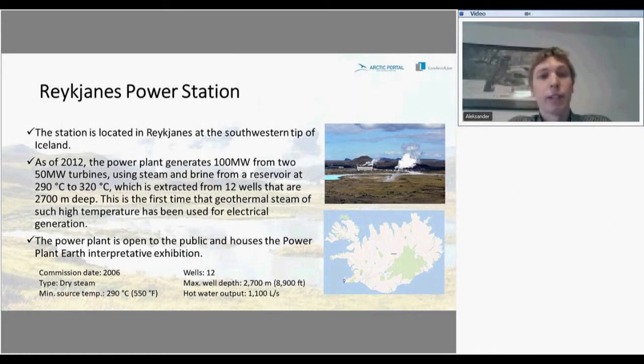This power plant generates 100 megawatts from 2 turbines using steam and brine from a reservoir at 290 degrees Celsius. This is the first time that geothermal steam of such high temperature has been used for electric power generation. The power plant is open to the public and houses the Power Plant Earth exhibition.